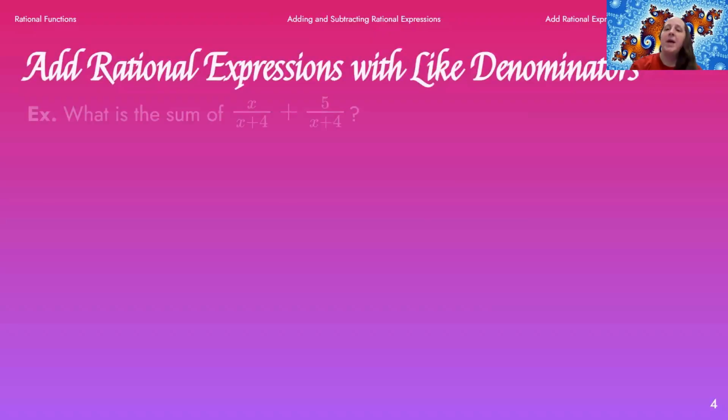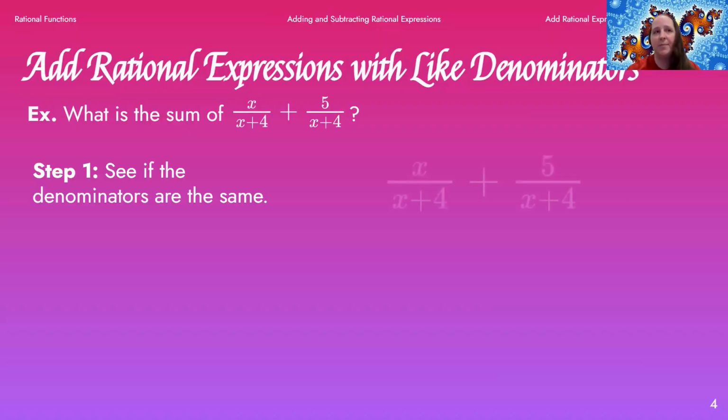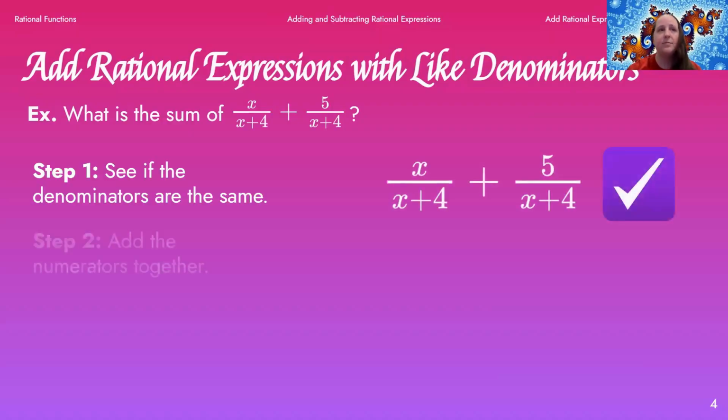So when I'm adding rational expressions with like denominators, it's the same as if I were adding normal fractions. I'm going to add my numerators together and keep my denominators the same. So what is the sum of x divided by x plus 4 plus 5 divided by x plus 4? See if the denominators are the same. They are. So I just add my numerators together. I get x plus 5.